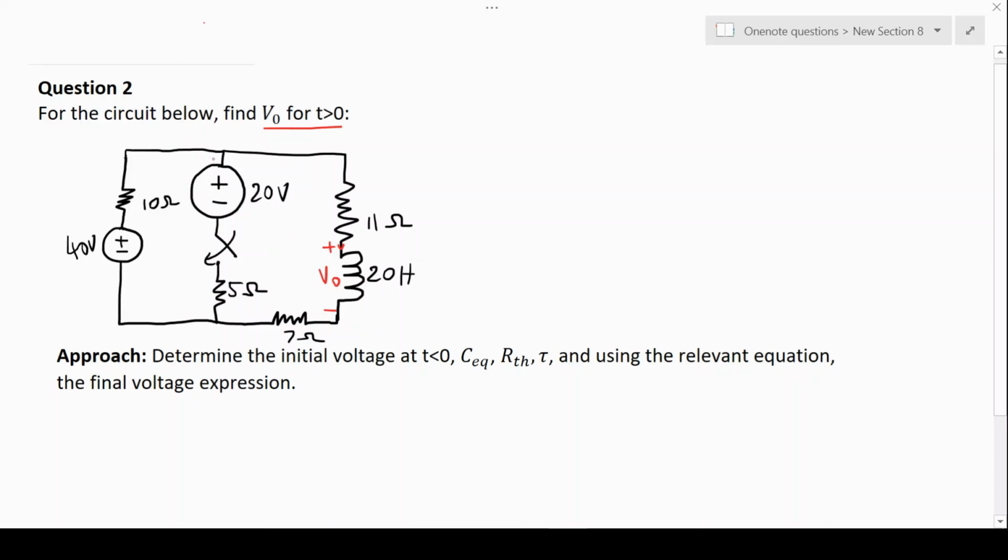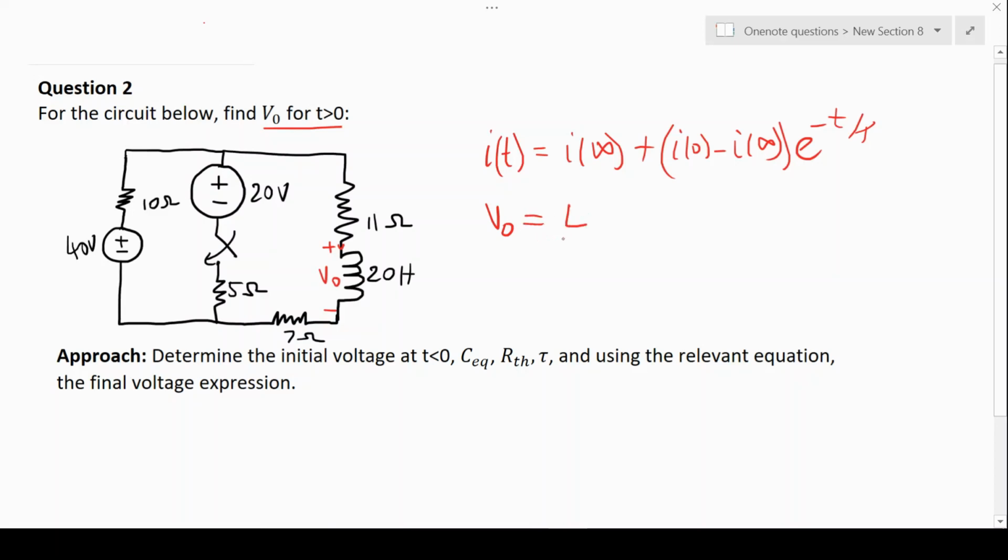So the question we're going to be attempting reads as follows. Determine V0 for t greater than 0, and V0 is the voltage over the inductor. So we know that ideally the inductor is associated with current, and the equation would go as follows. The current flowing through the inductor is I infinity plus I0 minus I infinity, e to the negative t over tau. So how would we then get V0?